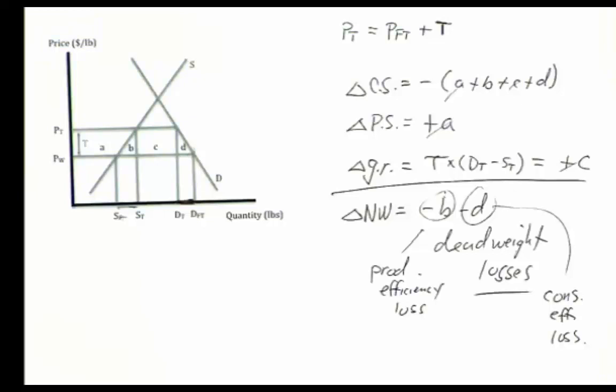Now, the production efficiency loss. Production efficiency is kind of, well, let me go back to the other one, consumption efficiency. So consumption efficiency is what we saw arise when Smith and Jones came together and traded apples and oranges that they were endowed with at the beginning. Remember the story. Smith has 10 oranges, Jones has 10 apples. They come together and trade with each other, and as a result of just rearranging who gets to consume what, they were able to get to a higher level of utility onto a higher indifference curve, right?